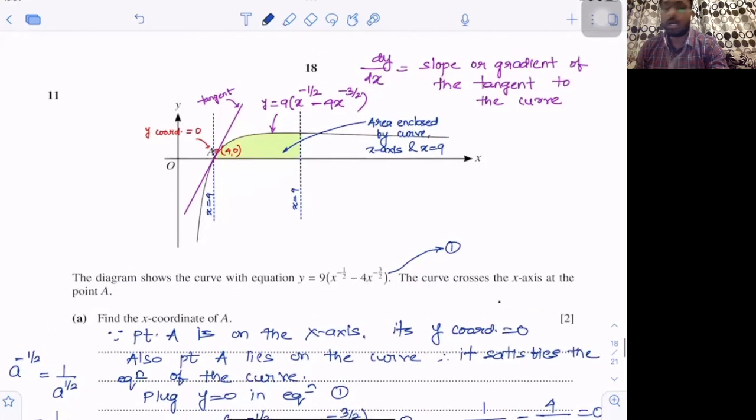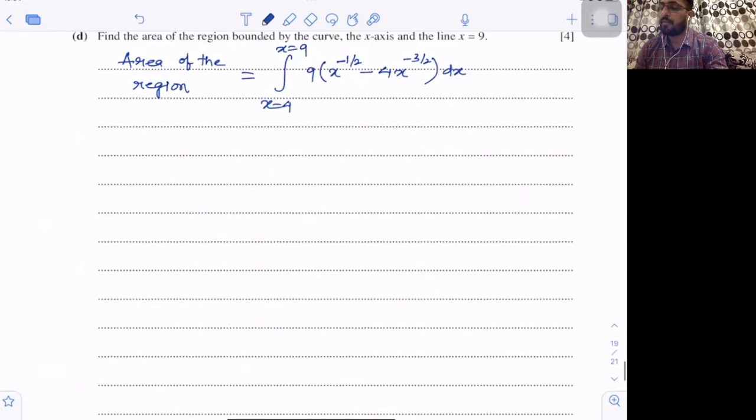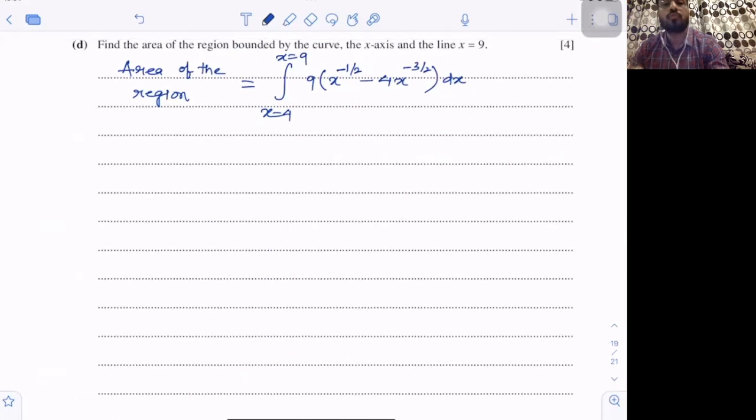So area under the curve will simply be given by the integration of the equation of the curve within the given limits, right? So 9 is a constant for the overall integration. It goes out. What is integration of x raised to n dx? Do you remember what is integration of x raised to n? It is x raised to n plus 1 divided by n plus 1.